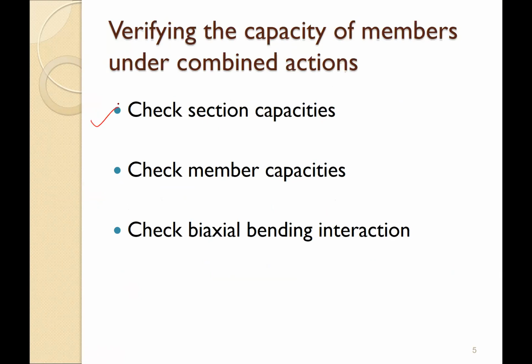Check the section capacities first. As I've said, if it fails in section capacity, no point in moving further. Then you check member capacities. Now the new thing coming into the equation is to check the biaxial bending interaction. That means if you have biaxial bending, then we have to check the interaction. We'll come into that in a minute, how we can check that. But this is the new thing when different loads are acting simultaneously.